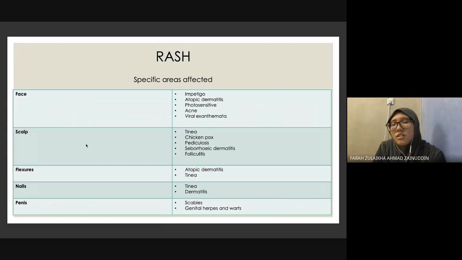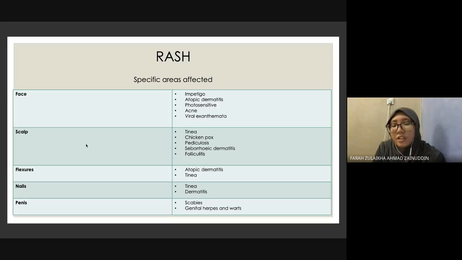For specific areas that are affected, for example, only at the face, this patient can come with just lesions at the face area. So we might think of more localized pathology such as impetigo, or atopic dermatitis, especially in infants, where it starts at the face as well as at the extensors. Then photosensitive, like malar rash in SLE, or acne because of puberty, for example, and viral exanthemata. Then the scalp: think of tinea, chickenpox, pediculosis, and seborrheic dermatitis or folliculitis.